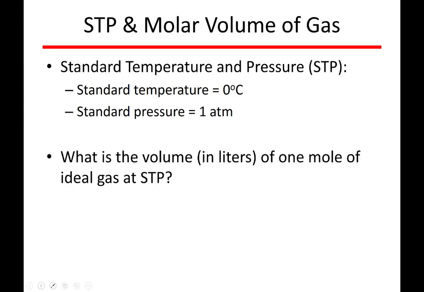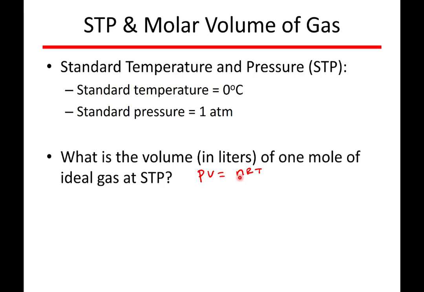Let's take a look at an example problem. This example problem asks us to calculate the volume in liters of 1 mole of an ideal gas at STP. So we don't have to write out at 0 degrees Celsius and 1 atm. Let's talk about how we're going to use the ideal gas law to get the answer to this problem. So the ideal gas law says PV equals nRT. And as I've mentioned before, if you know 3 of the 4 variables here, then you can find the 4th.